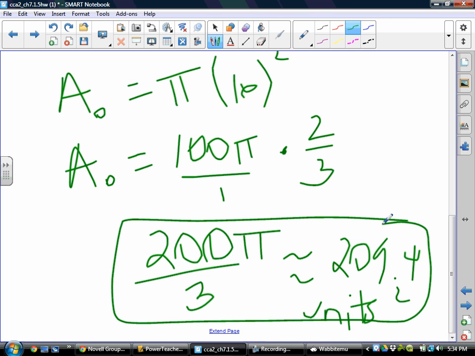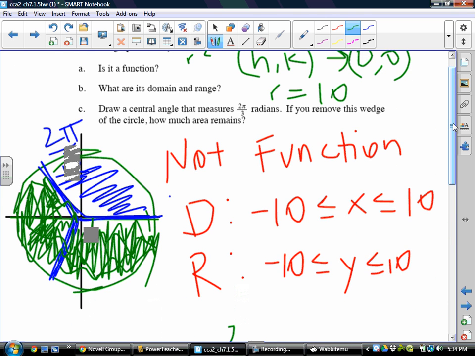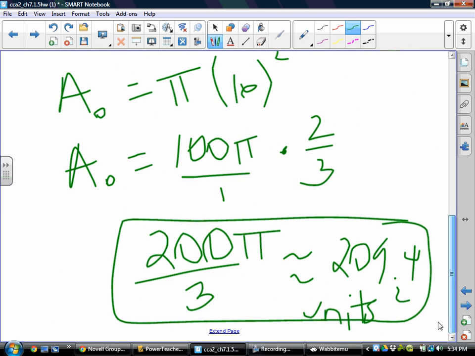So this is for part C, finding the area if we take out a chunk that is worth 2 pi over 3 radians. Again, if you haven't really talked about radians yet, I wouldn't worry about it. I'd come back to it. But I still know that 2/3 of my circle will be left over, so I want 2/3 of the total area. So that's how we get this 200 pi over 3.